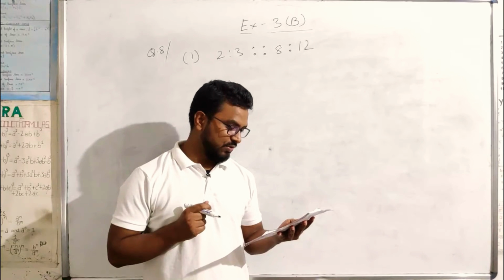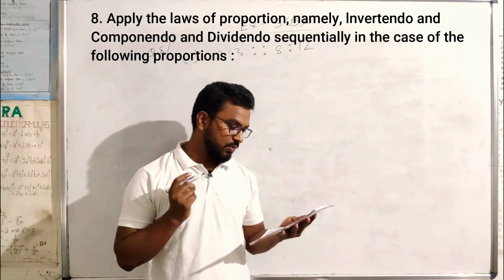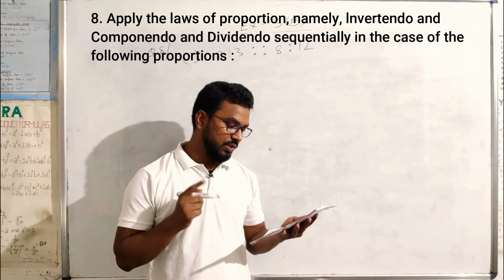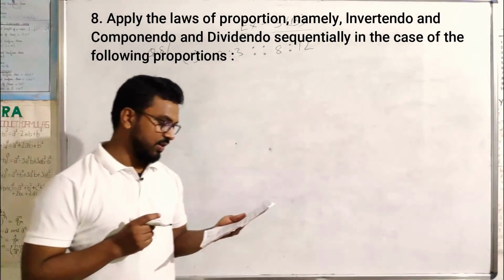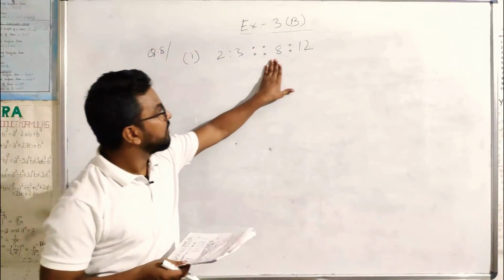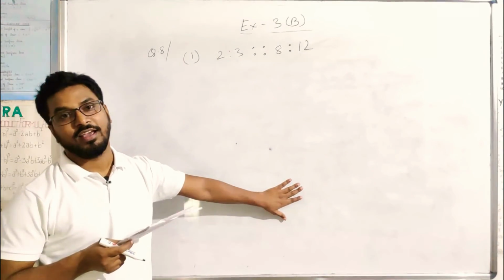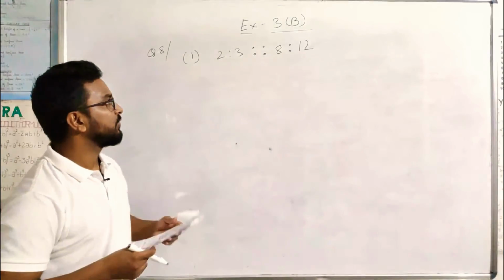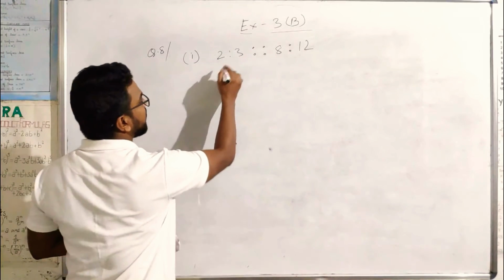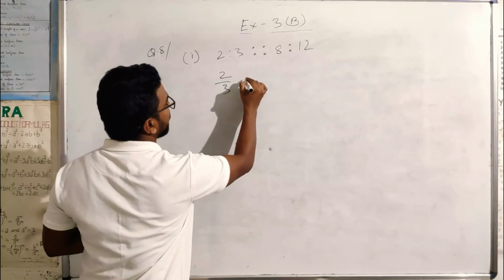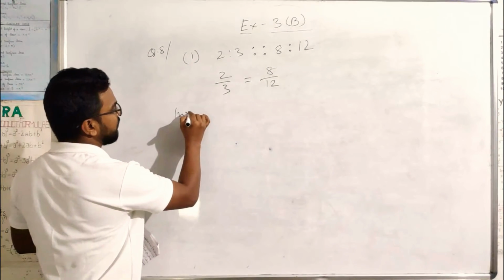We move to the next question, question number 8. Apply the law of proportion, namely invertendo, componendo and dividendo sequentially in the case of the following proportion. Okay, so this is given as a proportion, so you have to change it using invertendo, componendo and dividendo. So we'll do it. Do you remember all these formulas? We'll recall it. So this can be written as 2 by 3 is proportion to 8 by 12. So in the first case, invertendo.